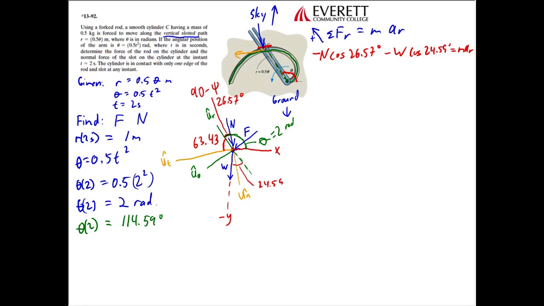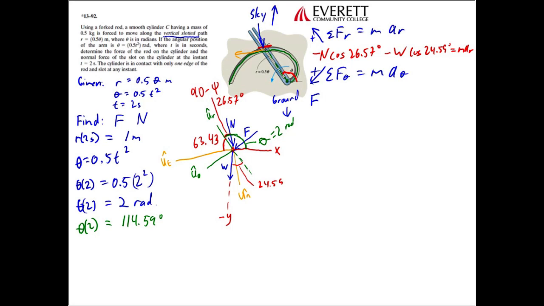Okay, so now we're going to move on to the theta direction and do the same thing. So we have the theta direction positive down this way. Sum of the forces in the theta direction we know is going to be equal to the mass times acceleration in the theta direction. We already have our angle, so we just need to figure out what forces are in the theta direction. Of course, looking at it, we have the force of the forked rod on the cylinder is in the theta direction, so we're going to get that full force, and that's in the positive theta direction.